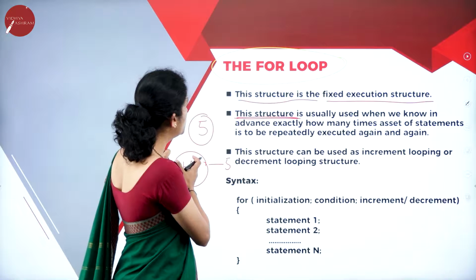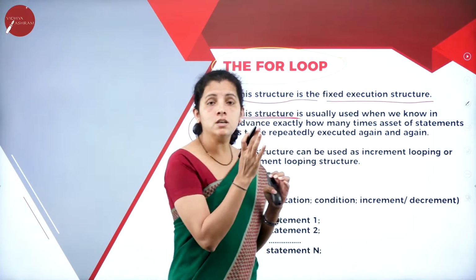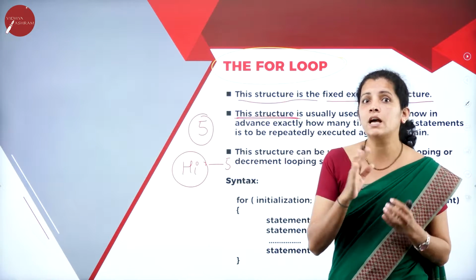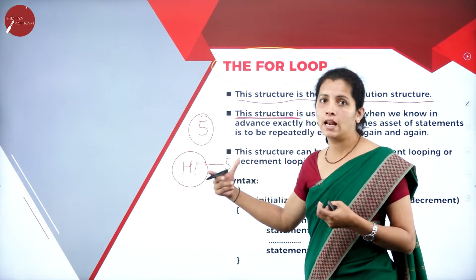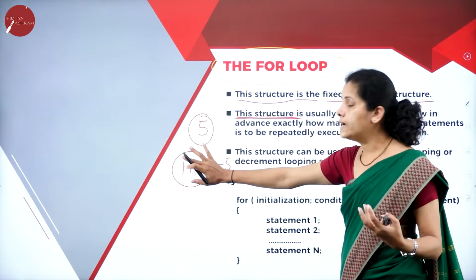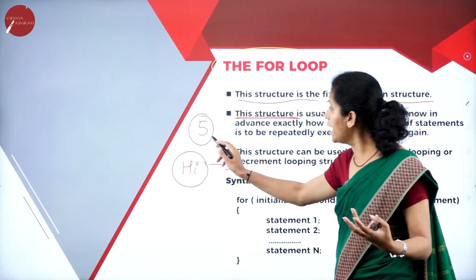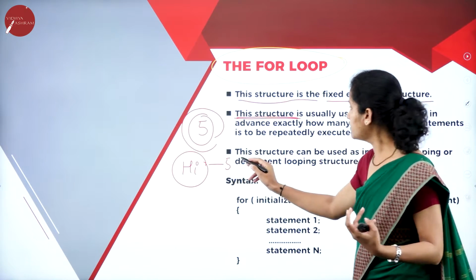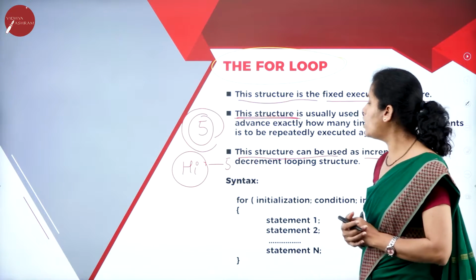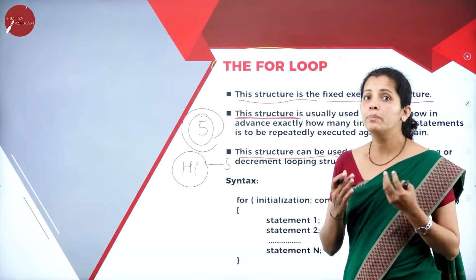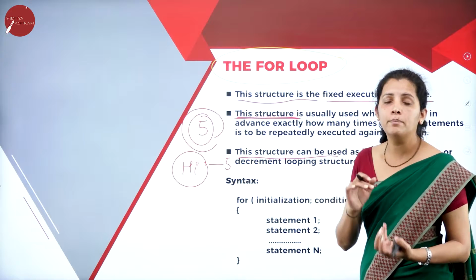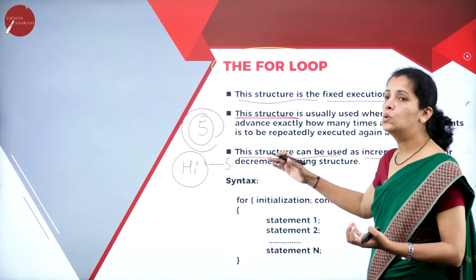So when am I going to use a for loop? When I know the particular situation or condition, that is, how many times I want to repeat this statement again and again. If I consider this example, how many times do I want to send hi? 5 times. I know the exact condition here. This structure can be used as increment looping or decrement looping. So based on my condition, I am able to increment or decrement the looping.